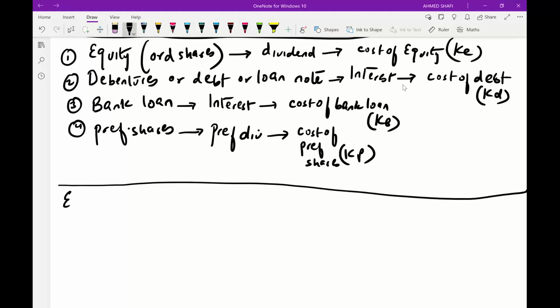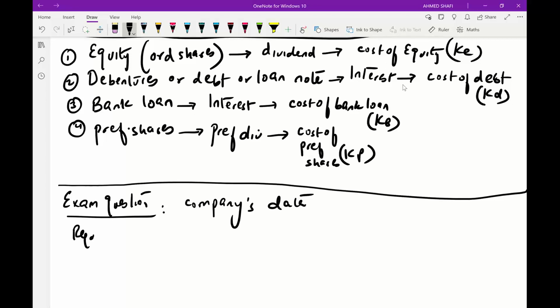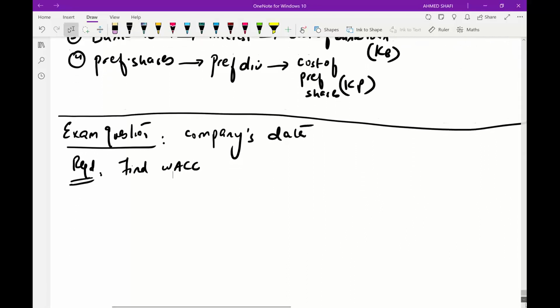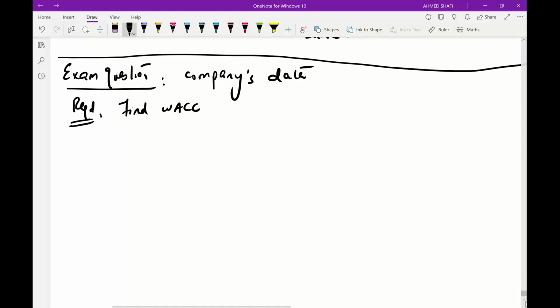Now, the exam question from this topic will give you a company's data, and it will always give you a requirement to find WACC. Okay, the exam question of this section always comes like this: gives you company's data and asks you to find WACC. Now, when the question asks you to find WACC, pay attention.